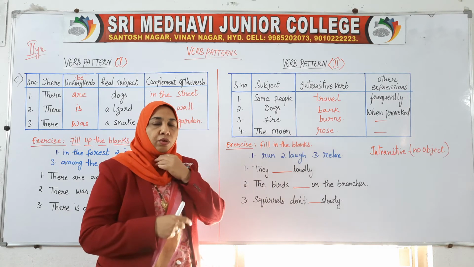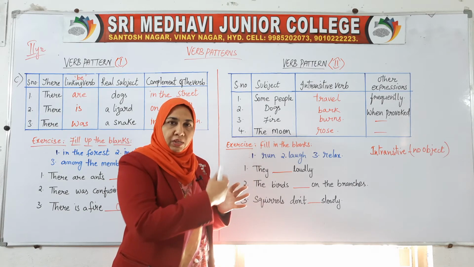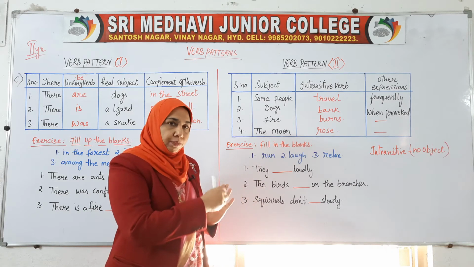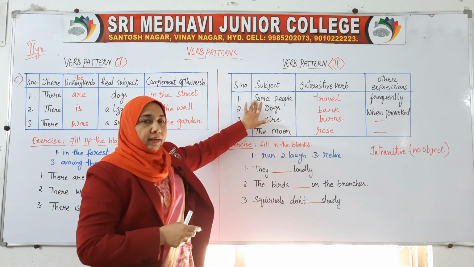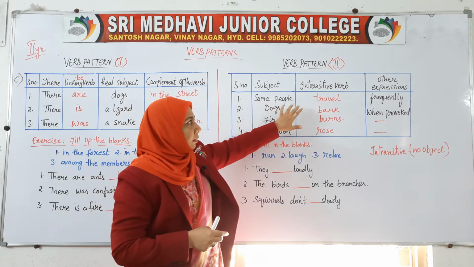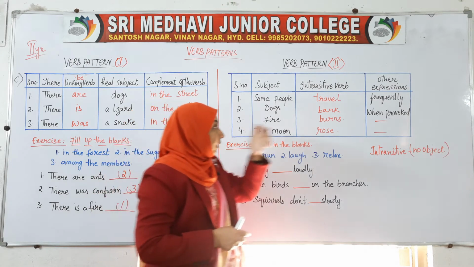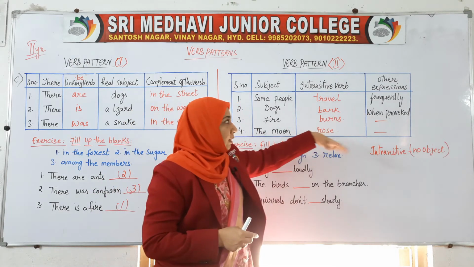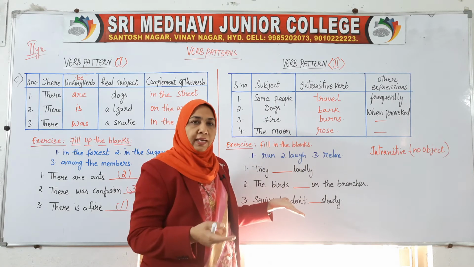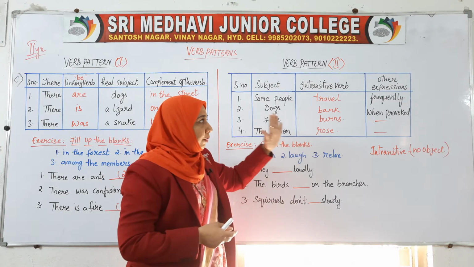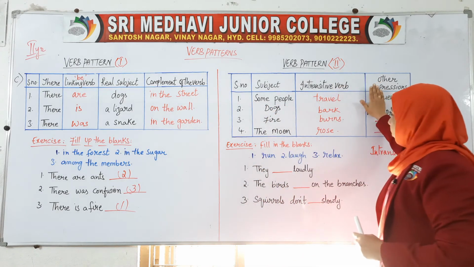Like there is a pattern of writing sentences in English, SVO: subject, verb, object. So here subject and verb are needed, not the object. Here the first one, we'll read the sentence: Some people travel frequently. Here the other expressions are optional. Sometimes you can use them, sometimes you cannot, because it doesn't change the meaning of the sentence. Just read it without frequently.